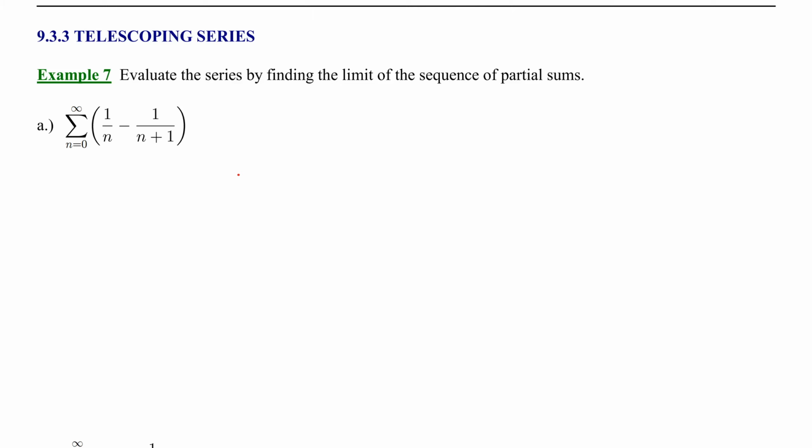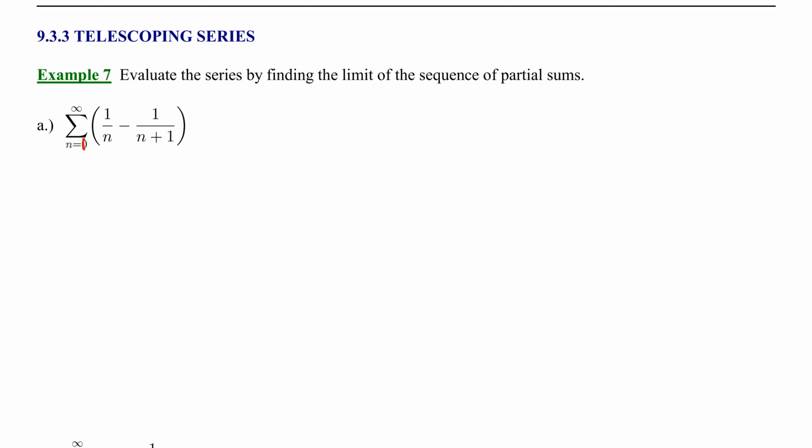In addition to geometric series, telescoping series are also fairly easy to sum. In example 7, we will evaluate the series by finding the limit of the sequence of partial sums. Before we begin example A, please correct the lower limit of summation to be n equals 1 so that our first term will be defined.